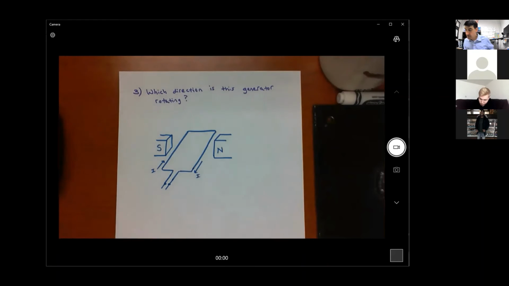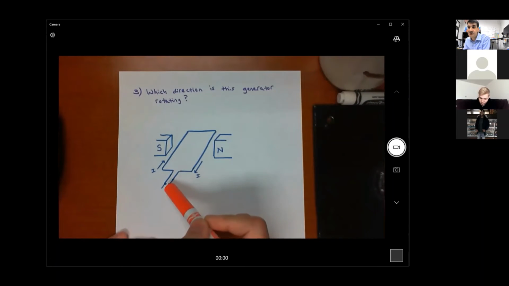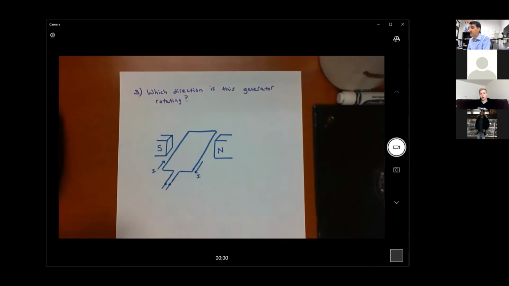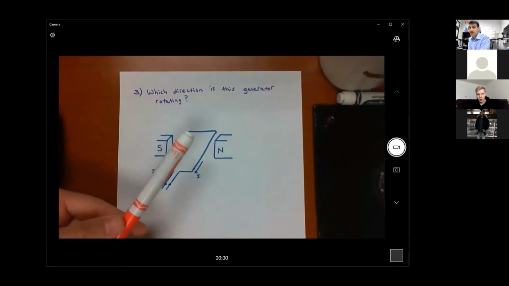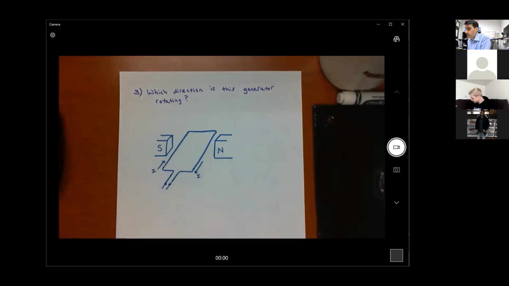Okay, it's been a minute, so let's go over this. So here we have a very rudimentary generator. It has a coil of wire with only one turn in it, which is just easier to draw, even though in the real world it would have hundreds, maybe even thousands of turns, like I showed in the hand crank generator. And this thing is rotating. The thing is, we don't know if it's rotating this way, clockwise, or this way, counterclockwise. We don't know which way.